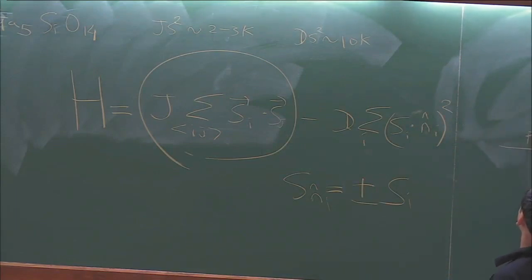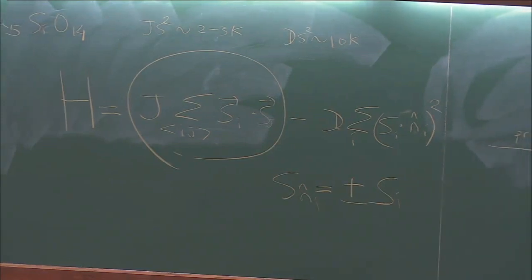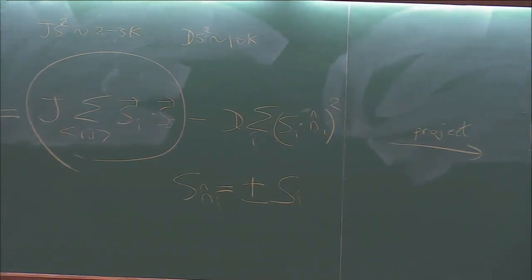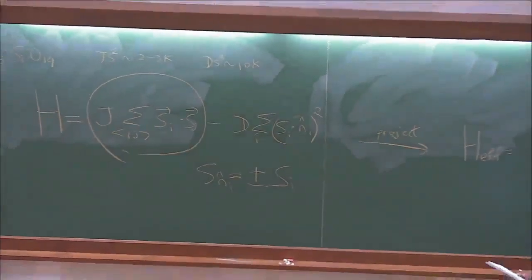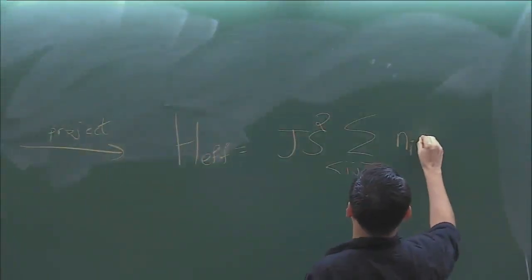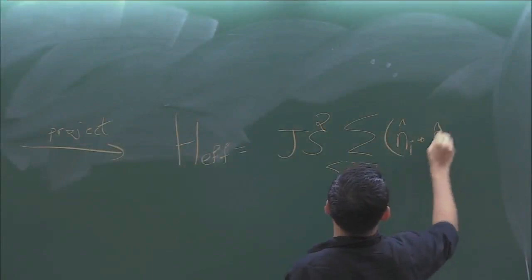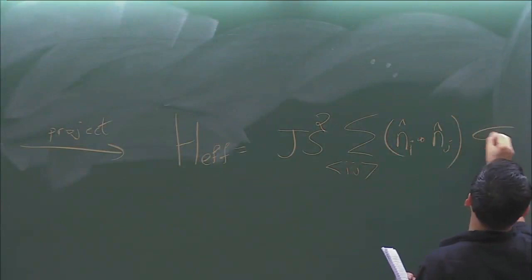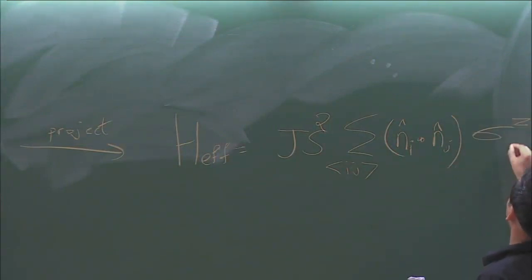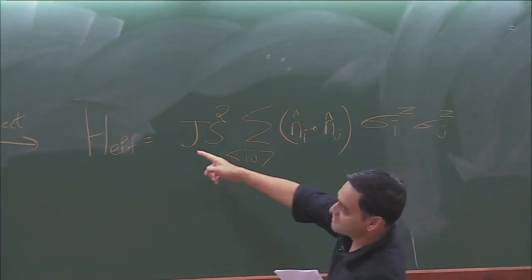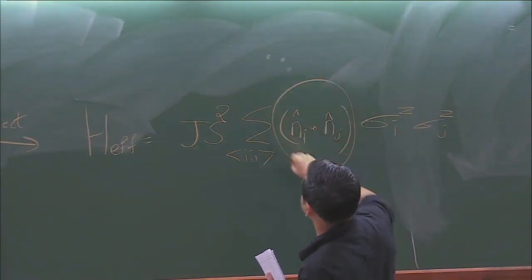So project, and you get an effective model, which is just J S square times the dot product of these unit vectors that are the easy axes, and then some classical variable which you could call sigma z. So you get a classical Ising model, and the sign of the exchange actually depends on what the easy axes are.